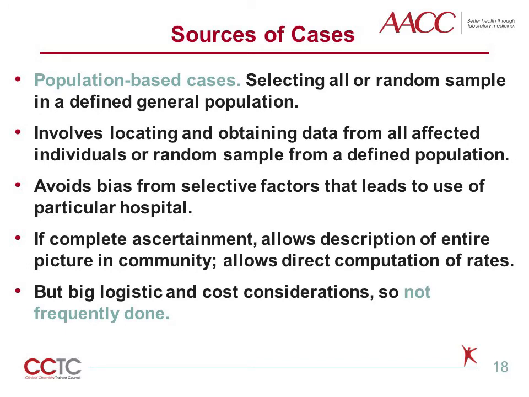You can also do it from the population. You basically enumerate all cases of this disease in a general population, and then take either all of them or a random sample of them. But that's a little bit more logistically difficult because it involves locating and obtaining data from all affected individuals or from a sample of them from a defined population. It's very good in that it avoids bias from selective factors that led someone to use a particular hospital. And if it's complete ascertainment, then you actually can calculate rates, which you can't usually do in a case control study, because now you have a description of the entire picture in the community. But really big logistic and cost considerations, so it is not frequently done.